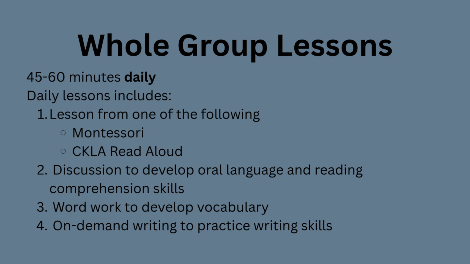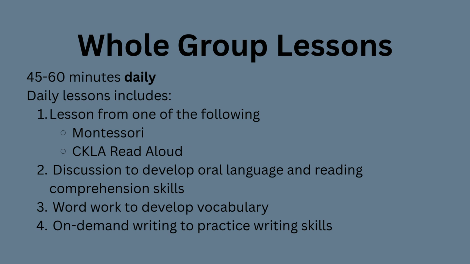First, there should be a lesson that is presented. This will be a Montessori lesson or a CKLA read-aloud lesson. There should also be a discussion about the lesson content. This supports children in developing oral language and reading comprehension skills. The CKLA lessons provide suggested discussion questions. Additionally, children should be directly taught 1 or 2 key vocabulary words. These are also provided in the CKLA lessons.